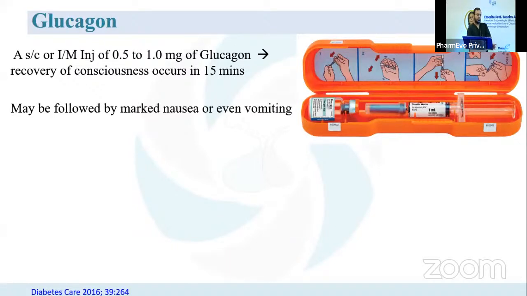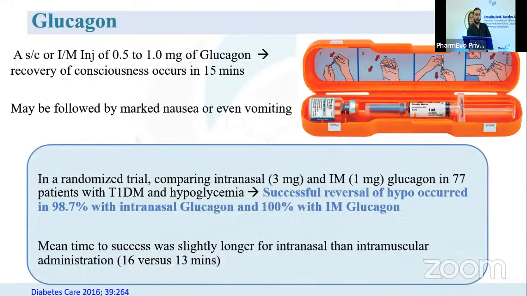And it was also seen in this study that as compared to 100% recovery in people who were given IM glucagon, there was 98.7% recovery in those who were given it intranasally.